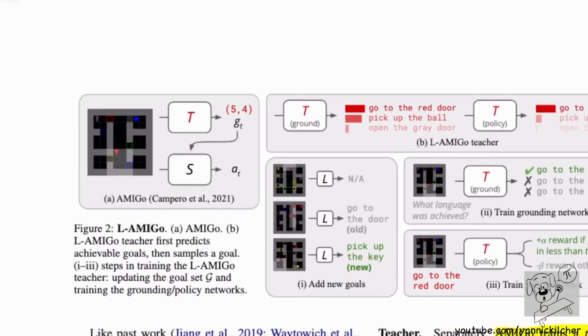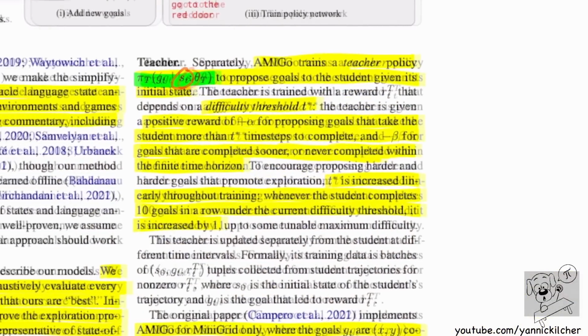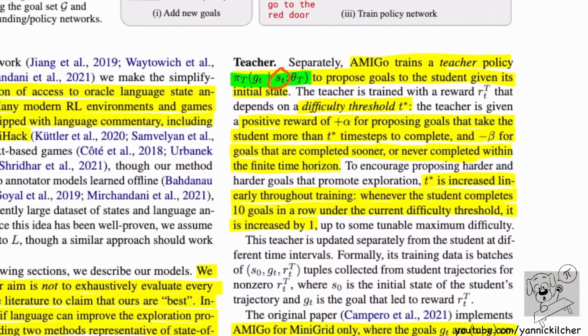On the top left here, you see this in this MiniGrid environment. The teacher is this network or this function right here. It gives coordinates that the student has to get to. I'm not sure if those are the actual coordinates, but whenever the student actually reaches them, so it provides the goal to the student. When the student reaches it, it gets reward. So that's it.